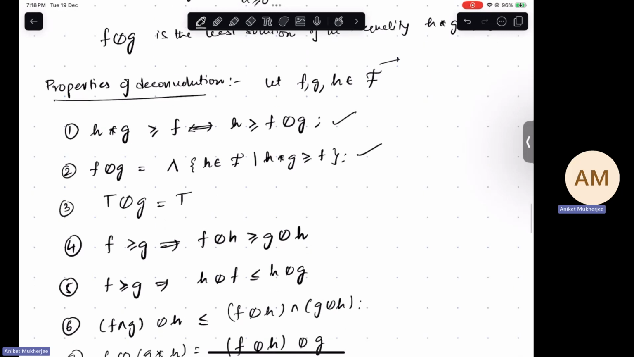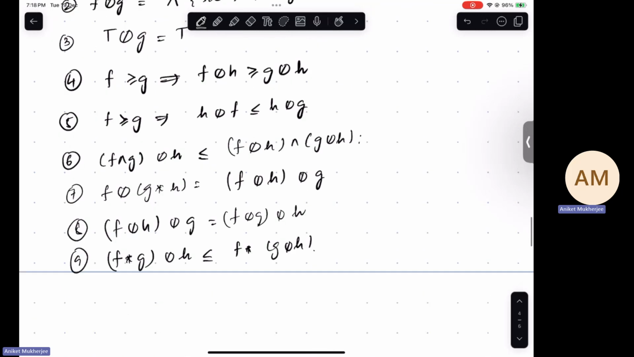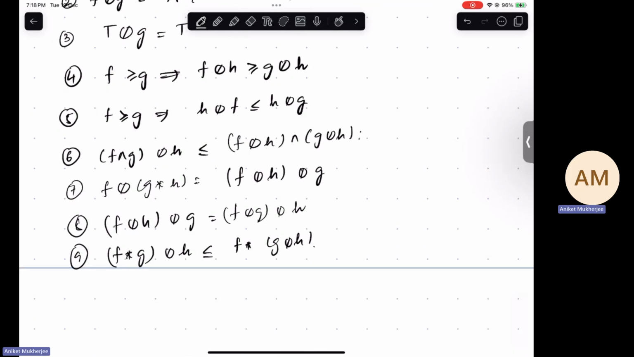So these are the main properties of deconvolution, out of which the first two are basic. By rewriting the definition of the reciprocation operator, the deconvolution, you can come up with the proofs for the remaining properties. We'll see that in the next class. And also we'll see some properties regarding deconvolution and maximum operators.